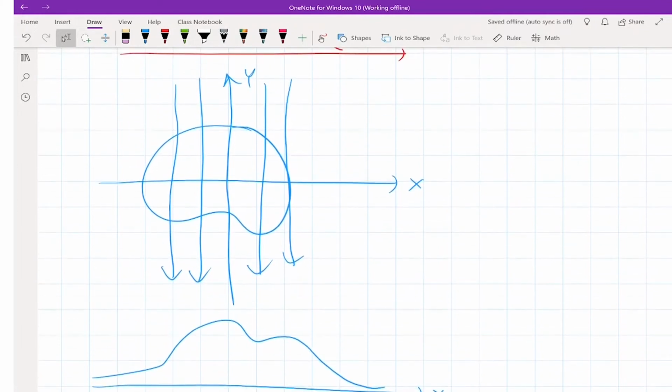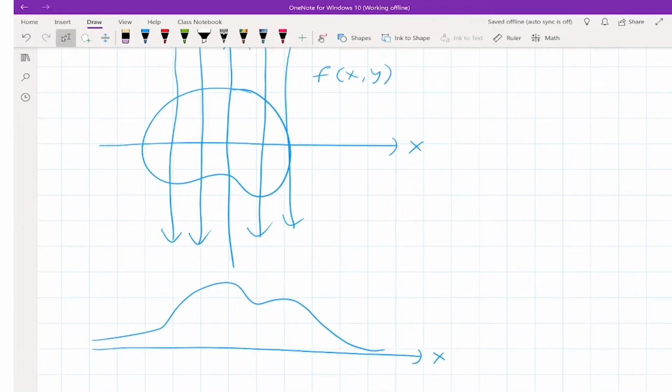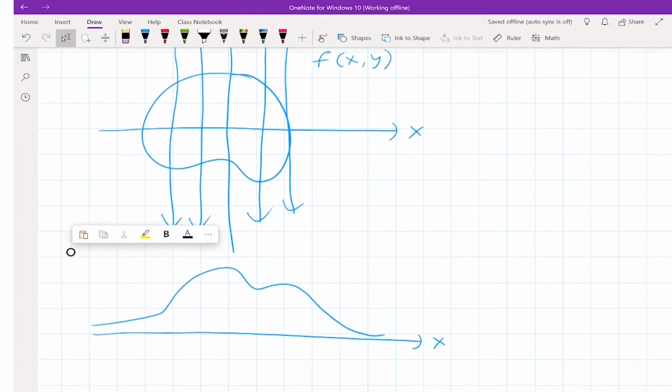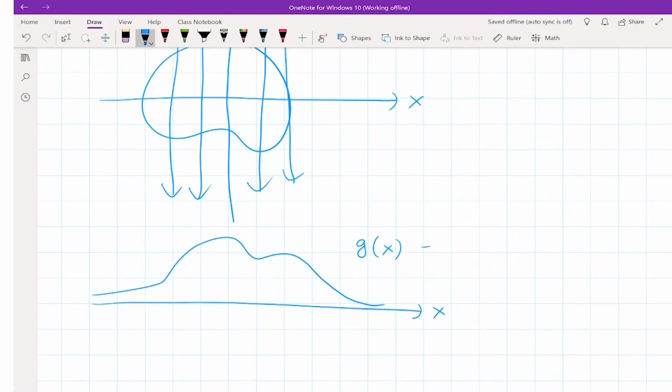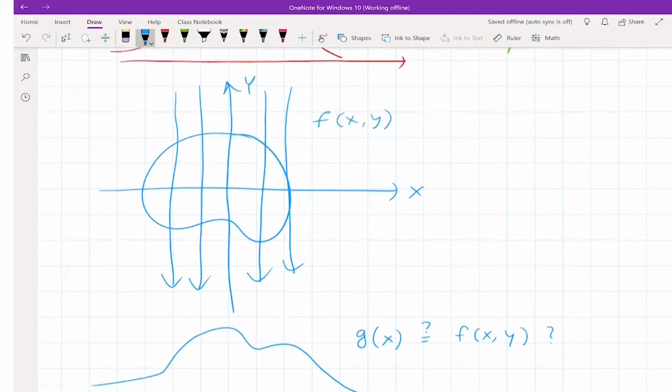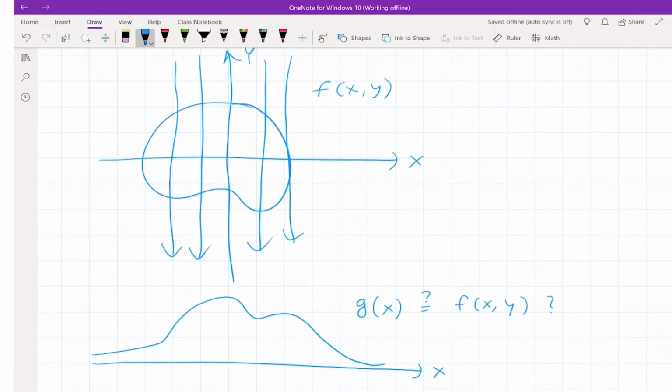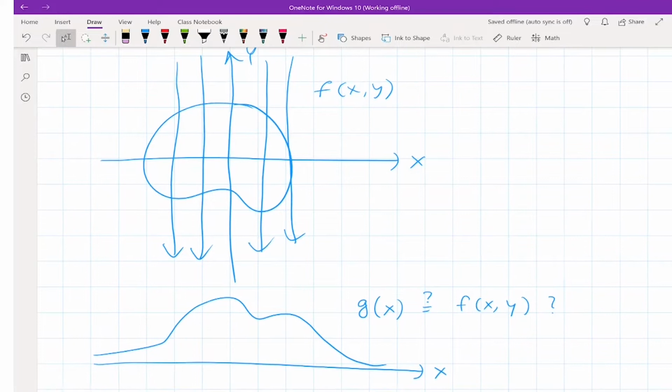Now let me call this function of x comma y. If you are projecting parallel to the y-axis here, what you have is a function of x. Now how do you express how this function is related to f of x y? Pause the video here and try to work it out. This is a very simple problem. Try to work it out, and then continue with this video.